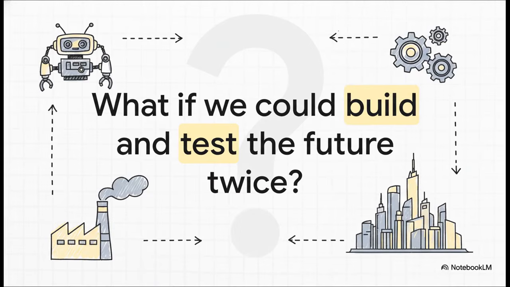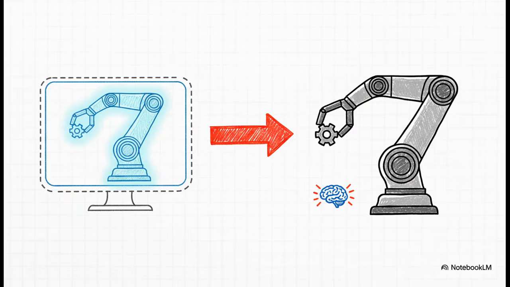So, to really get what Omniverse is all about, let me just ask you this. It's a simple question, but it's a big one. What if we could build the future twice? What if before we built anything in the real world, a car, a factory, even a robot, we could build it, test it, and perfect it first in a completely virtual space? That's it. That's the whole idea right there. You build it, you test it, you optimize everything in a perfect digital copy, and only then, when it's flawless, do you actually build it in the real world.